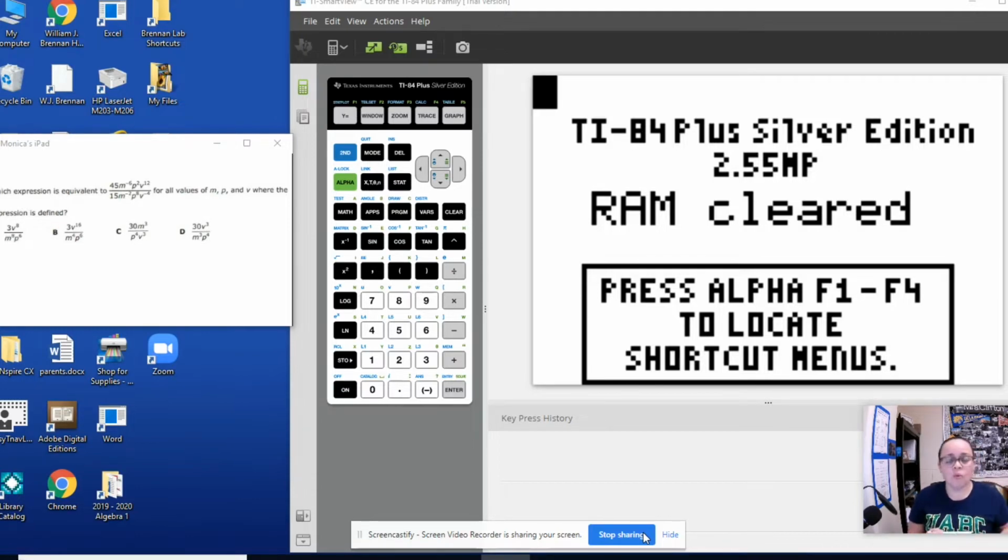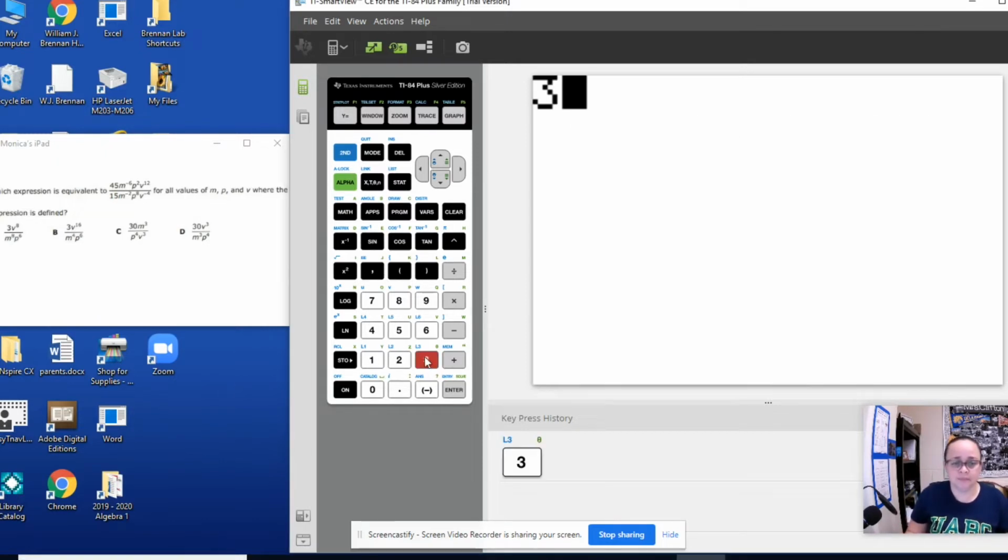So what we are going to do is start by storing values for the letters m, p, and v. And we're going to stick to the numbers 3, 4, 5. So how do we do that? First, we're going to store the number 3 in the letter M. So we're going to press the 3 key. Then we're going to press this key right here, store.